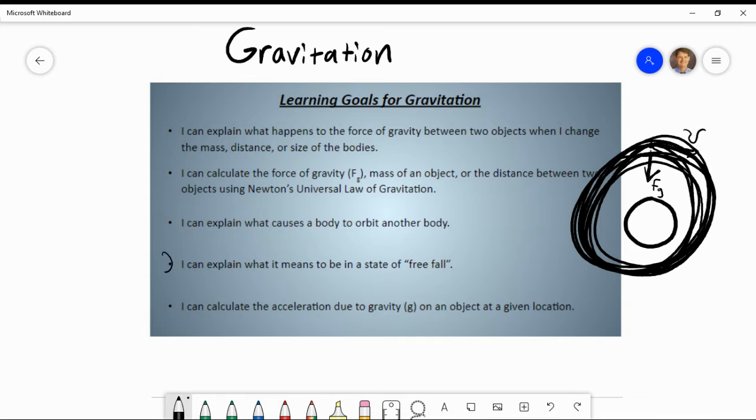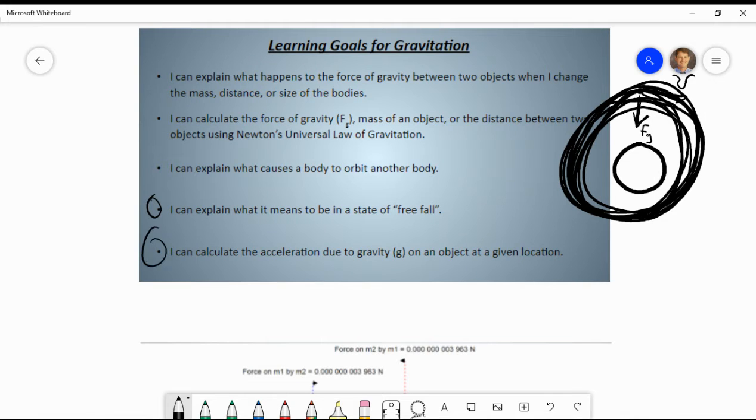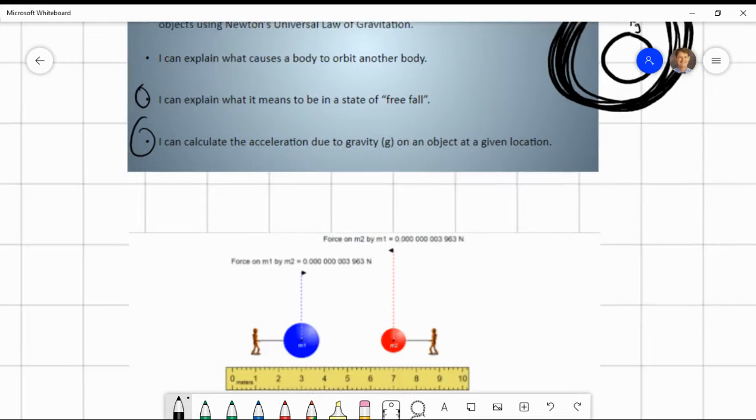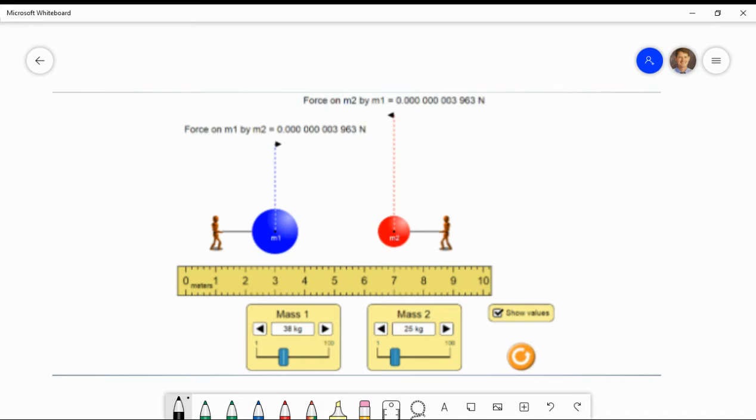All right, this bullet point: I can explain what it means to be in a state of free fall. Great. We'll talk about that. And then this bullet point: I can calculate the acceleration due to gravity on an object in a given location. And we will get there. All right, moving on. You did this lab. I hope you're done at this point pretty much.